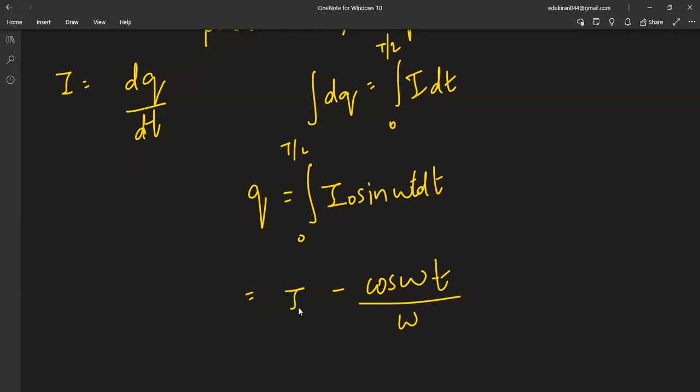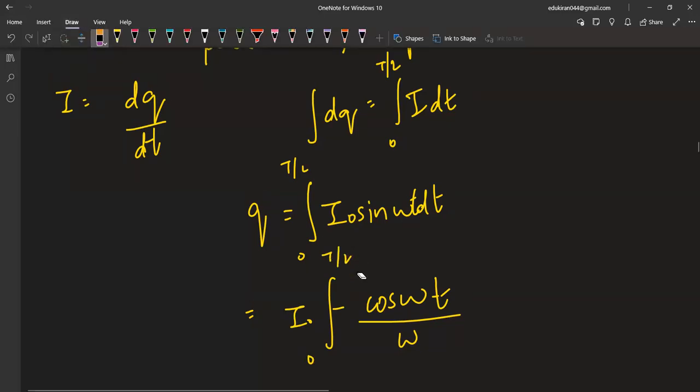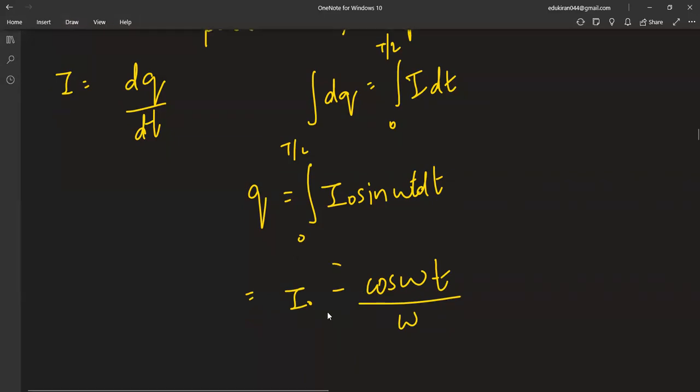All right. So I naught is a constant. You are integrating it from 0 to T by 2. The integration we have done, we just have to put in the limits. So what are the limits? The limits are from 0 to T by 2. Clear? When you're differentiating, this becomes minus omega sine omega t. When you're integrating it, this becomes minus cos omega t divided by omega. Remember the rules of integration for the trigonometric values.